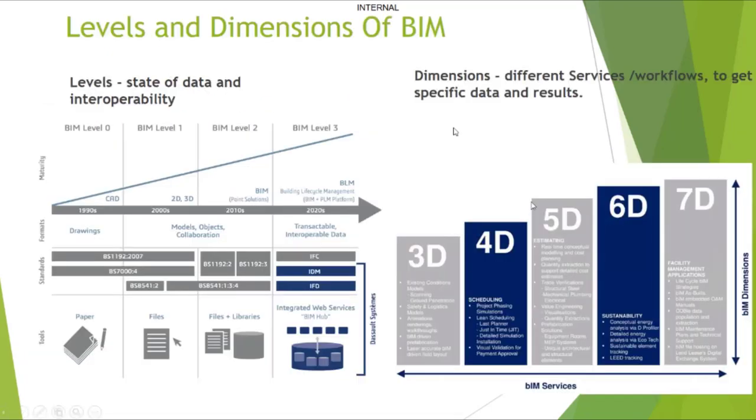These are the different dimensions and service workflows of BIM: 3D, 4D, 5D, 6D, 7D. For example, 3D is the existing conditions modeling, 4D is scheduling, 5D is estimation, 6D is accessibility, and 7D is facility management applications. In India, we generally use up to 5D.